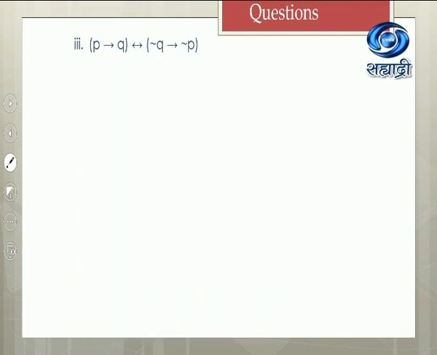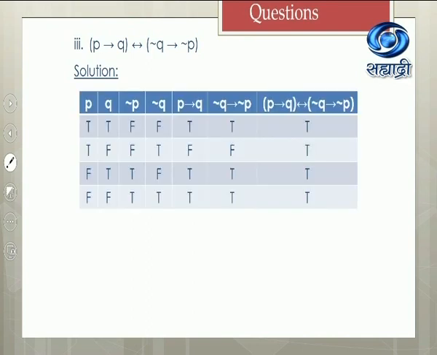Next example, P implies Q if and only if negation Q implies negation P. So with only two statements, P and Q, we will have only 4 rows: P, Q, negation P, negation Q. Whatever is required in the statement, observe it properly and fill up all the columns one by one. So P implies Q, negation of Q implies negation P, and lastly the entire statement.